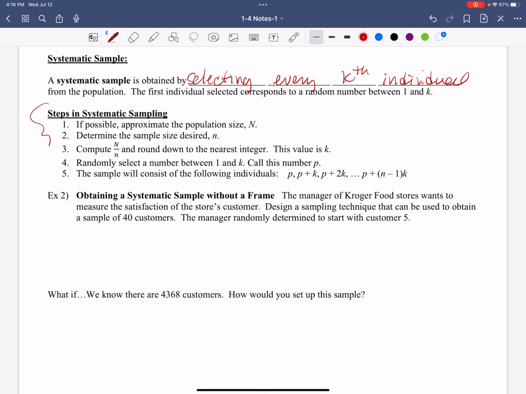So here are the steps in order to pull this off. If possible, get the population size, determine how many you want in your sample, then divide it so you can see how many groups there are. And that's your value of k. Then you randomly select a number out of that group, and you call that p, and that's the first number that you start with. Then you add the next group of k to it, next group of k, next group of k, until you finish up. All right, that's the system that you're looking at.